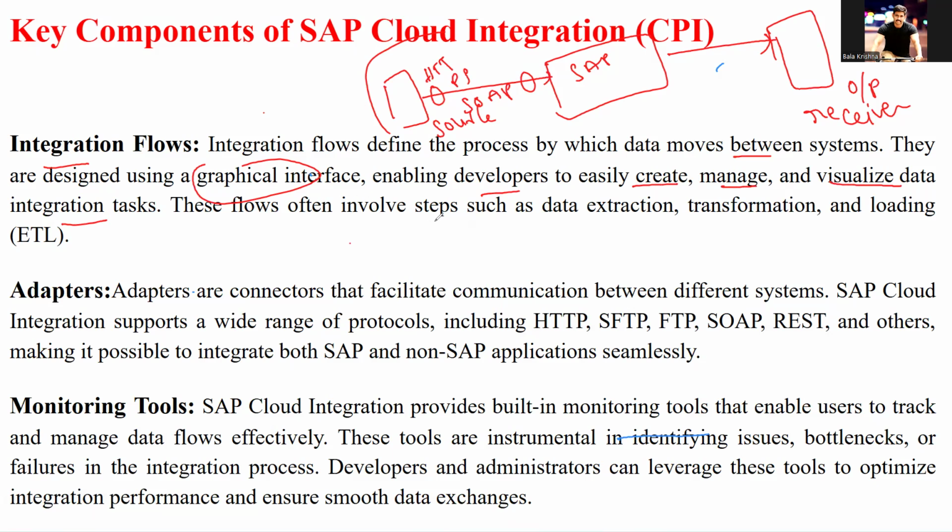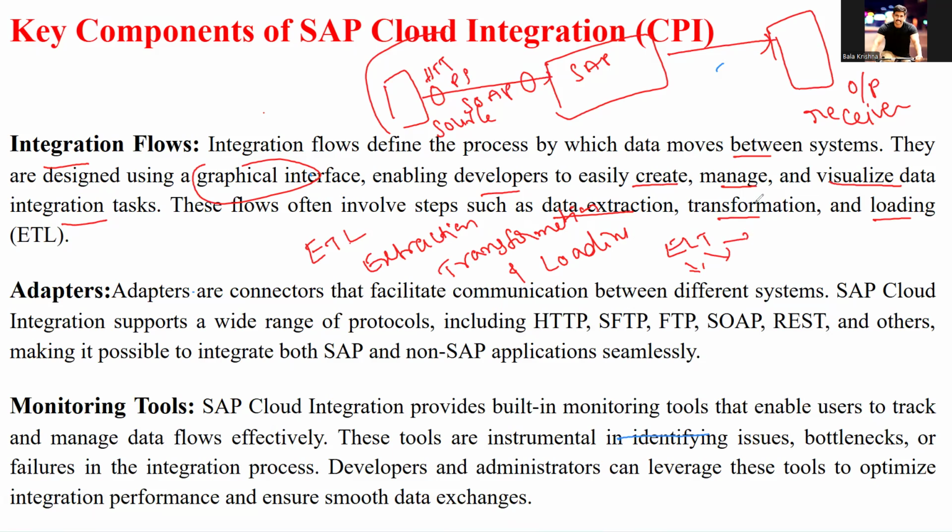These flows often involve steps. What are the steps involved? Data extraction, transformation, and loading. It is ETL. ETL stands for extraction, transformation, and loading. Another way is also there, ELT: extraction, load, and then transformation. These are the data extraction, transformation, and loading steps in a data pipeline.